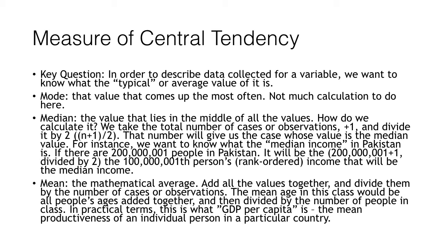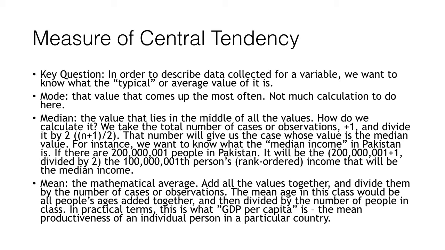Lastly, we come to the mean. That is what we often simply call the average, although the technical term is the mean. How do we calculate that? I'm sure all of you have done this before. You add all the values together and divide them by the number of cases or observations. So if you want to know the mean age of students in our class, you would add up all the ages together and then divide that by the number of people in class. Probably in our class it would be somewhere around 20 or 21. That would be the mean age.